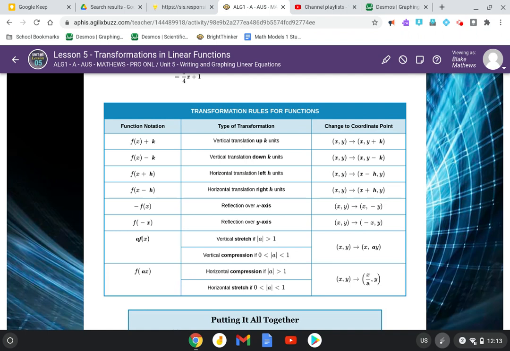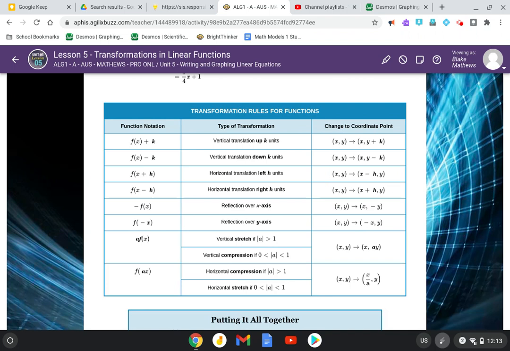And in our summary table, that's the third and fourth lines, plus h, minus k, minus h. That's going to be left for a plus and right for a minus. And then over here, it shows you how to change the actual individual points.